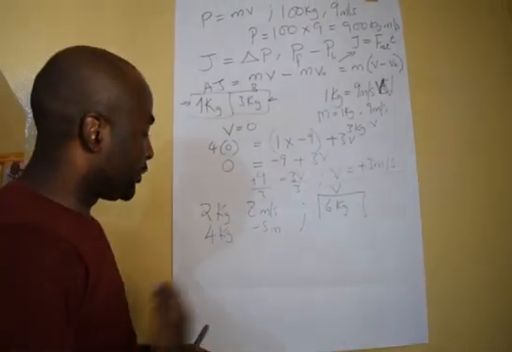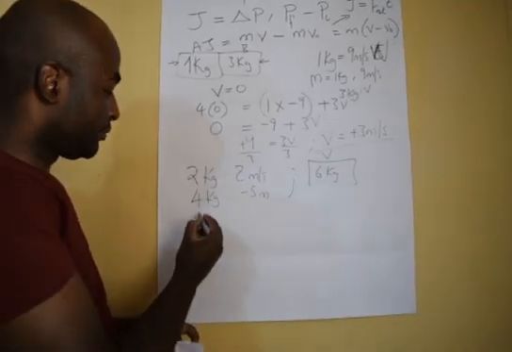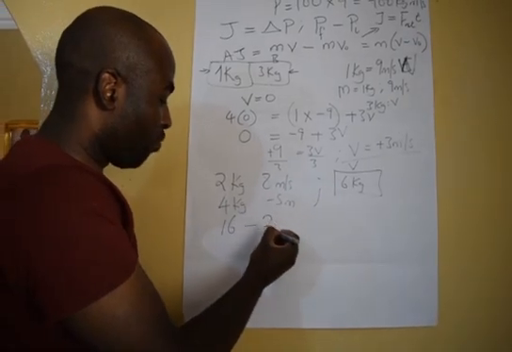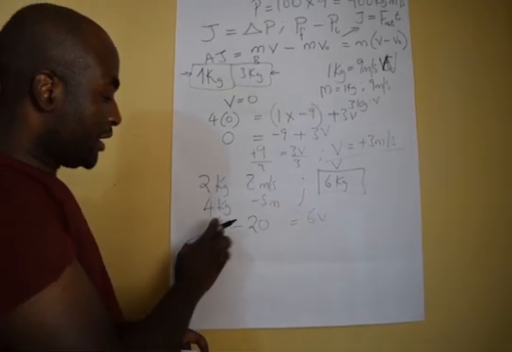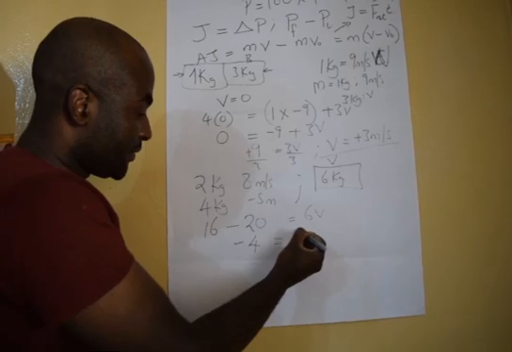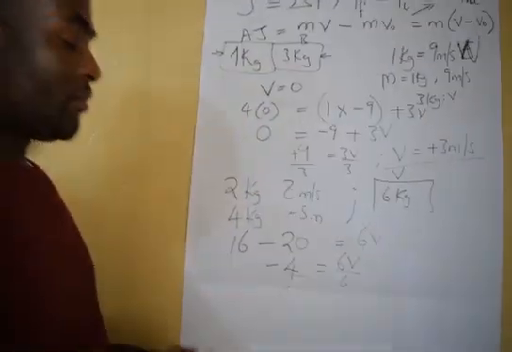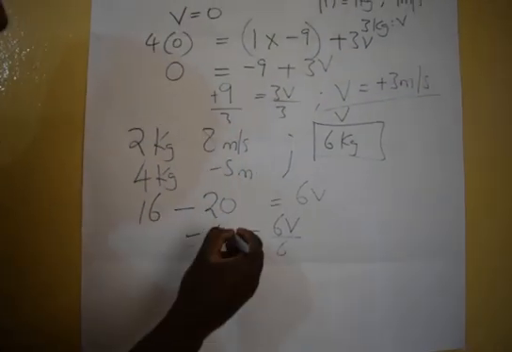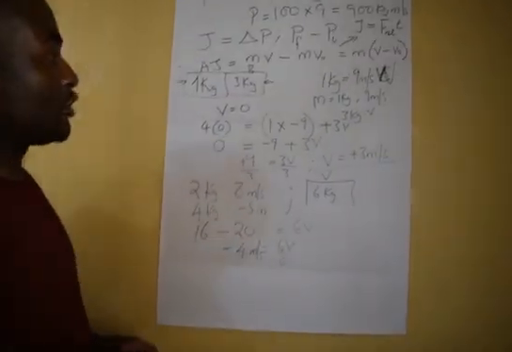So for you to find out, you say mass times velocity, which is 16, minus mass times velocity, which is 20. This is equal to 6v. So 16 minus 20 is negative 4, which equals 6v, divide by 6 over 6. Then that will give us 4 over 6 meters per second. You go and do it on your calculator, you find out. So those are the things that you must be knowing.